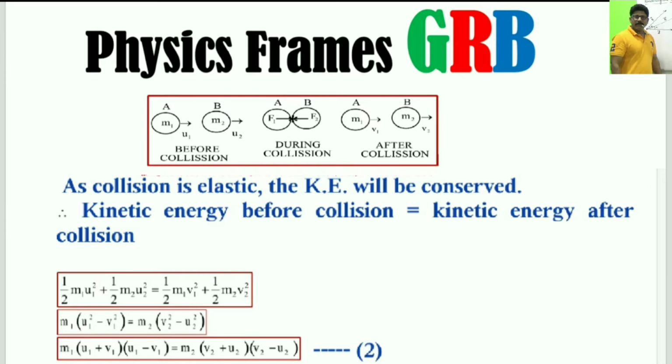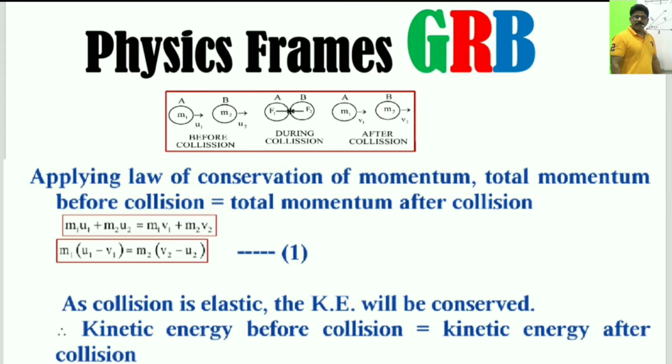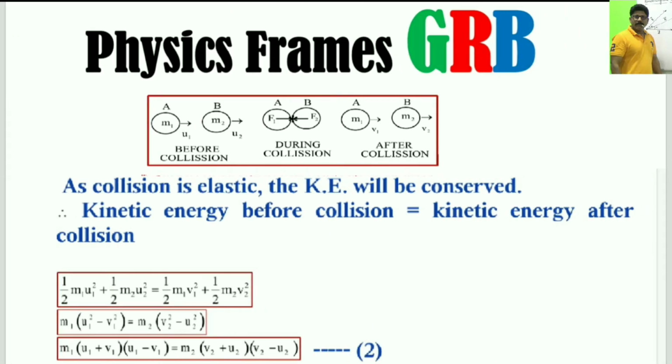Now u1 square minus v1 square is of the form a square minus b square, which can be written as a plus b into a minus b. That is m1 into u1 plus v1 into u1 minus v1, which is equal to m2 into v2 plus u2 into v2 minus u2. This is equation number 2. We already got equation 1, which you can verify: taking m1 common, m1 into u1 minus v1 is equal to m2 into v2 minus u2. This is the first equation, and this is the second equation.